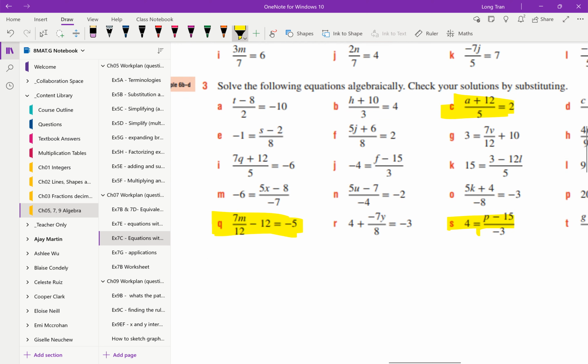You can write it as m over 12 minus 12 equals negative 5. If you can solve this, then you're on the right track. That's what you're trying to do. So that's why I'm saying go back to exercise 7C, train your algebra so that you're ready.